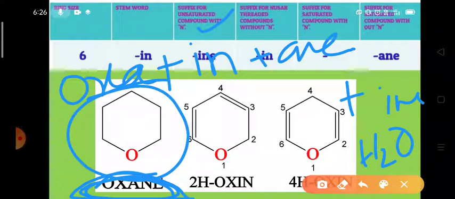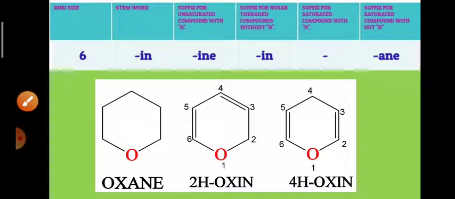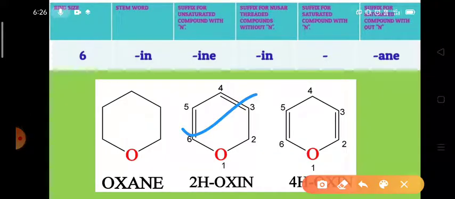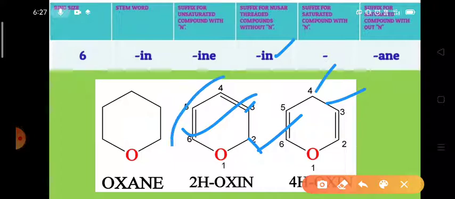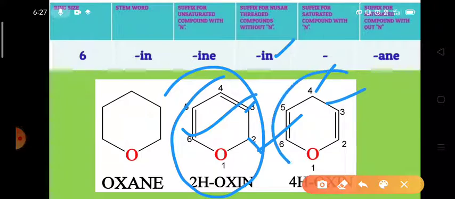So it is wrong. Sorry. And this one is known as the... this one, both are named as the oxins. So these two are known as the oxins, but here hydrogen is present at the second position, and here hydrogen is present at the fourth position. So that's why this one is known as 2H oxine, and this one is known as the 4H oxine. Okay.